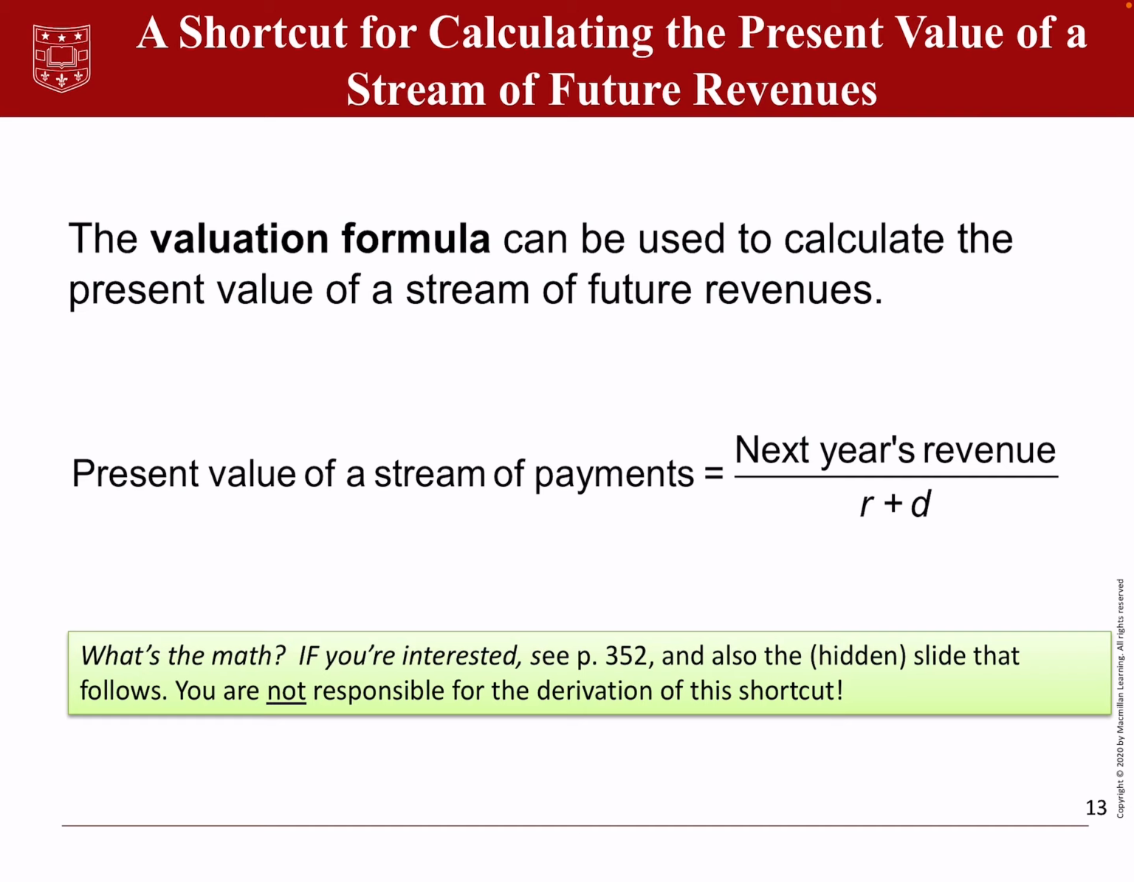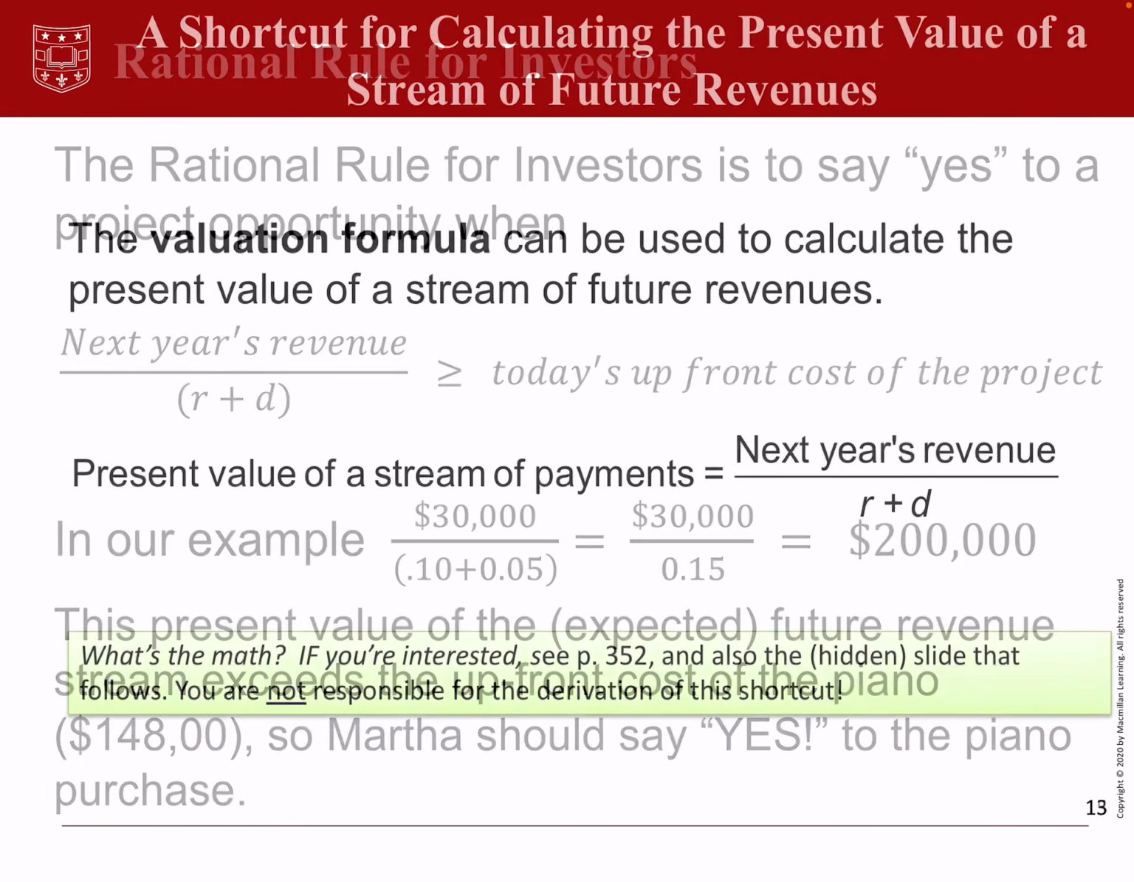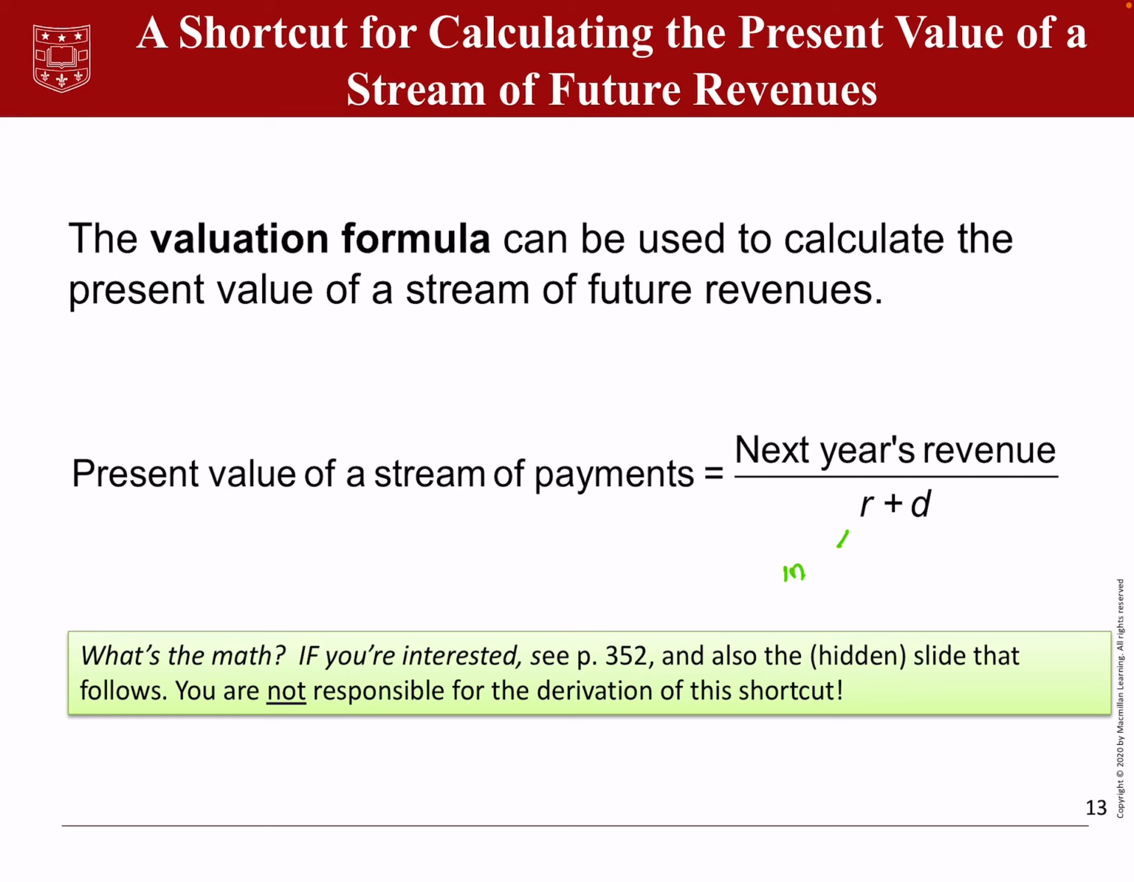The valuation formula tells us that the present value of the stream of payments, in other words the 27,272 plus the 23,553 plus, as we were doing in the previous column, is going to be equal to the revenue that would be received in the next year divided by the interest rate plus the depreciation rate.